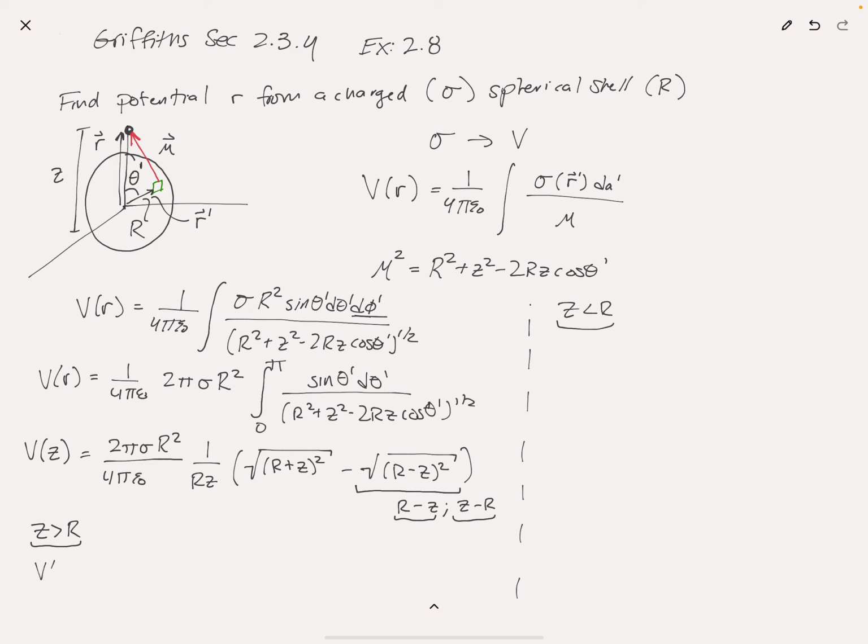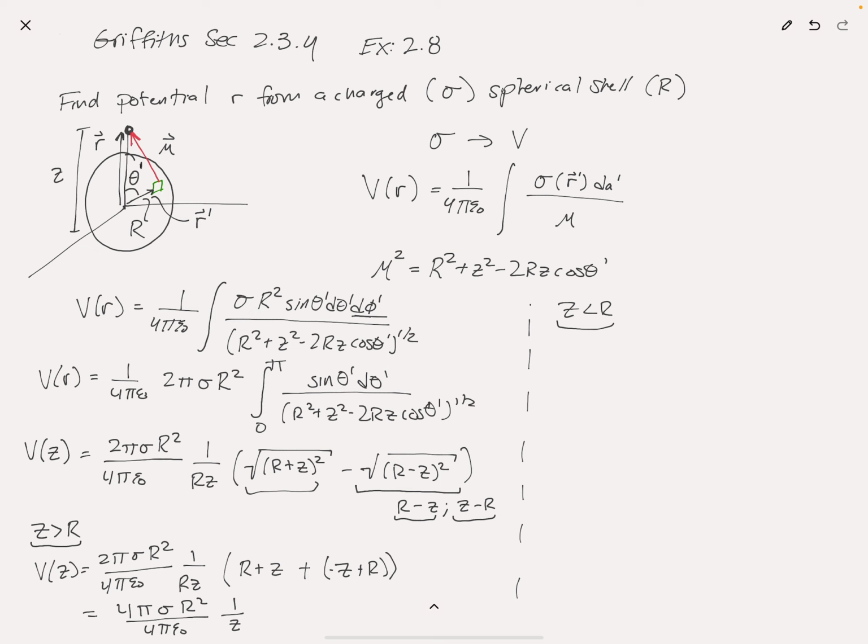I write down that V of z is equal to 2 pi sigma r squared over 4 pi epsilon naught, times 1 over rz. That first root doesn't matter, that's always a positive value, so that becomes r plus z. And then I must take the positive root. z is bigger than r, so I get z minus r here. I distribute this negative sign in, and the z's cancel. I get 2 r's. So I get 4 pi sigma r squared over 4 pi epsilon naught, 1 over z. I've left a bunch of 4 pi's in there, and I could simplify that, but let's leave them in for a second.